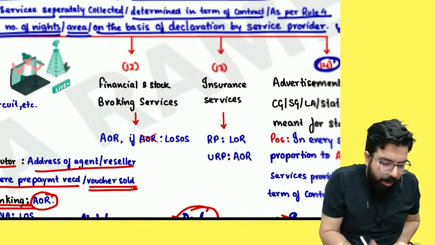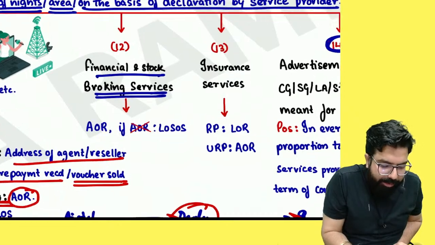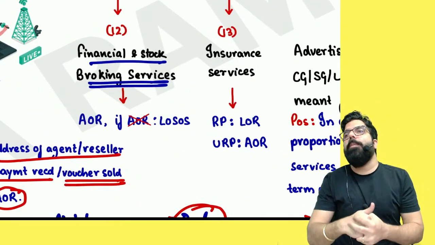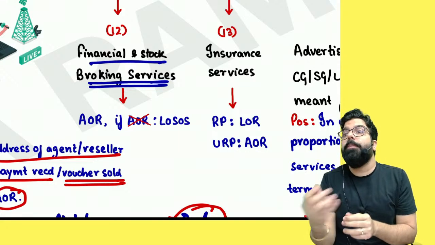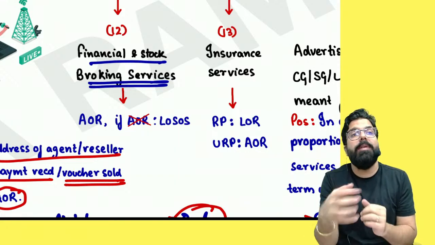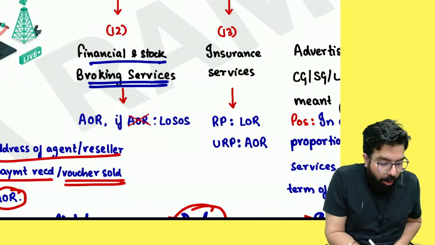Next, financial and stock broking services. People, financial and stock broking services, all these stock brokers are there. Yes or no? All these banks are there. They go ahead and give. What will be the place of supply? It says always address on record.